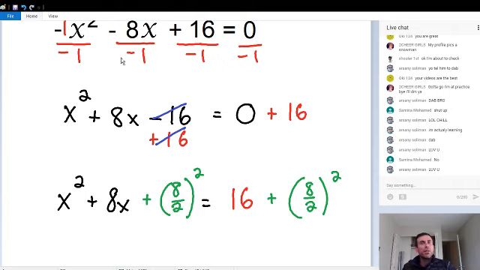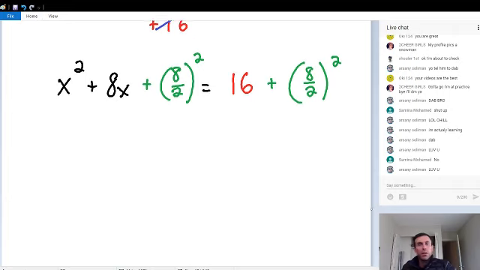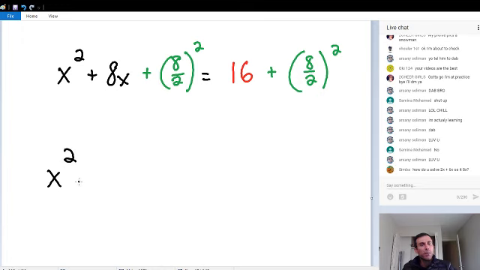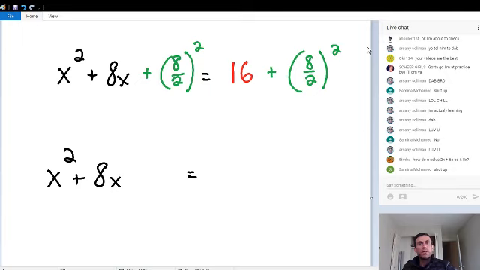And now we can simplify this even further. We have x squared plus 8x. And in green, we have 8 over 2, which is 4. 4 squared is equal to 16. So in green, we have a positive 16. Once again, 8 over 2 is 4. 4 squared is equal to positive 16 on the right-hand side as well. And then we still have our 16 in red. Okay, so notice on the right-hand side, we have 16 plus 16, which is equal to 32.